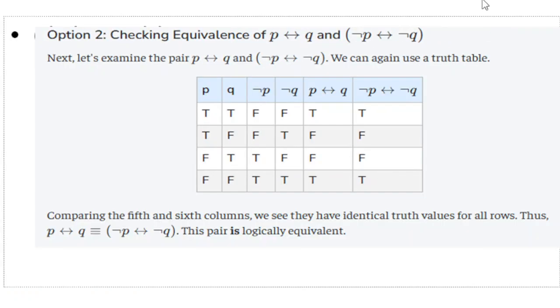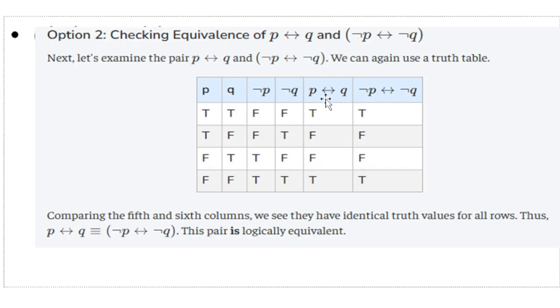Next, we are moving to the next statement, that is P biconditional Q and negation of P biconditional negation of Q. Whether these are logically equal or not, we can easily find out. P and Q values we have written: true, true, true, false, false, true, false, false. These are the truth values of P and Q. Negation of P means its opposite value. If P is true, negation of P means false. So wherever true, we have written its opposite value in the negation of P column. Likewise, we found negation of Q.